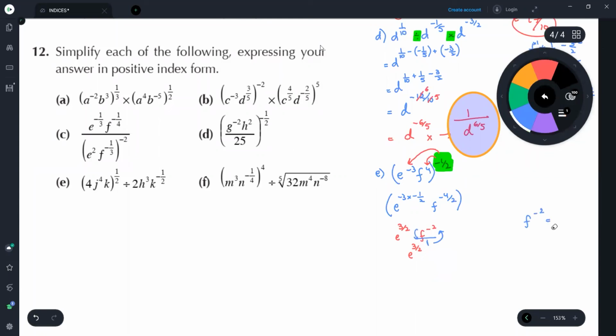If it is f to the power minus 2, it is 1 upon f square. It is not 1 upon f to the power 1 over 2. The power is never reciprocated. Okay, you will all understand. Power को reciprocate नहीं करना, पूरे fraction को reciprocate करना है.